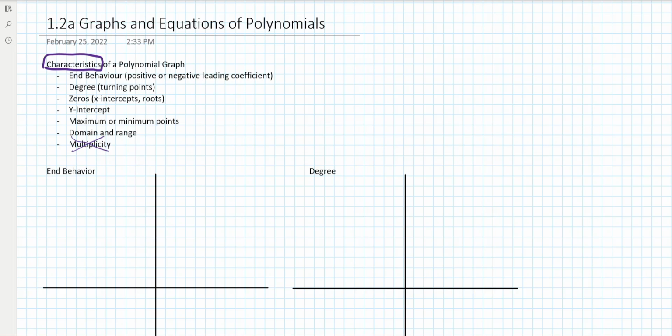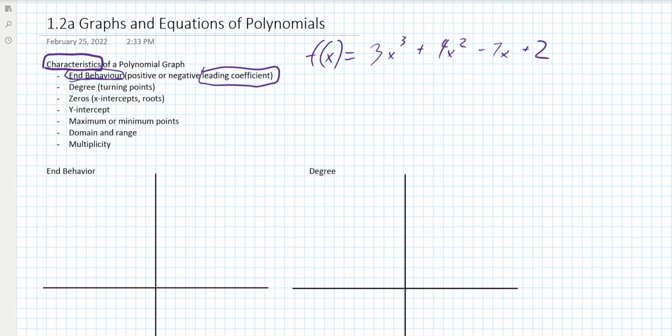Okay, so the end behavior is all based off of the leading coefficient. So what is the leading coefficient? If we have some sort of polynomial, f of x equals 3x cubed plus 4x squared minus 7x plus 2, whatever the value is, the leading coefficient is the coefficient that is in front, or leading, the polynomial. So it's the number that's in front.